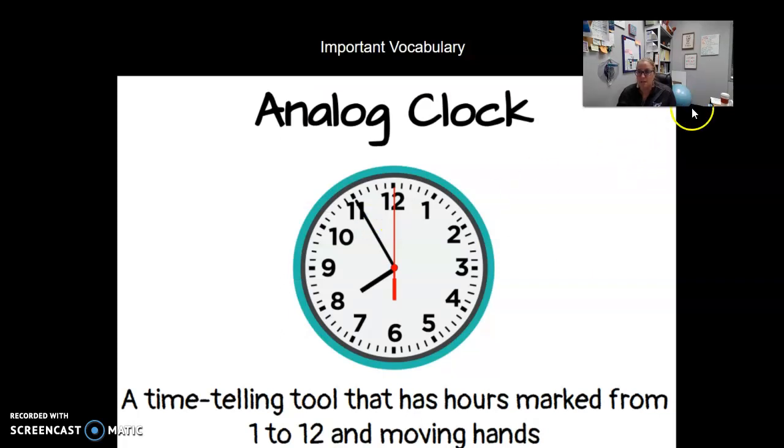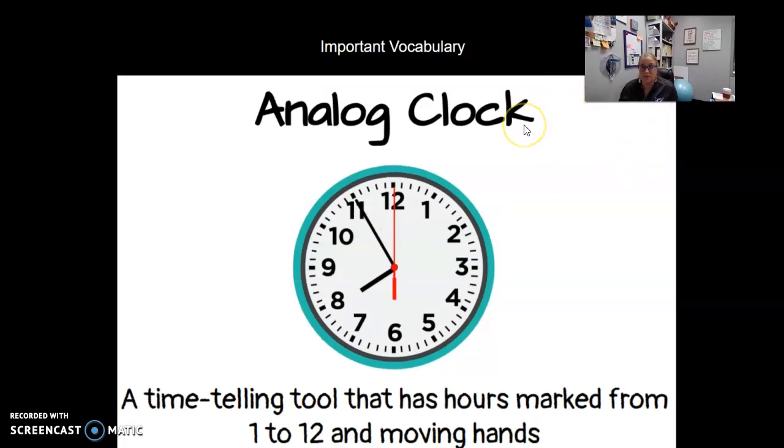Now, back to talking about clocks. So we talked about clocks a few days ago. Remember, there are 2 different types of clocks. The first type of clock is an analog clock.